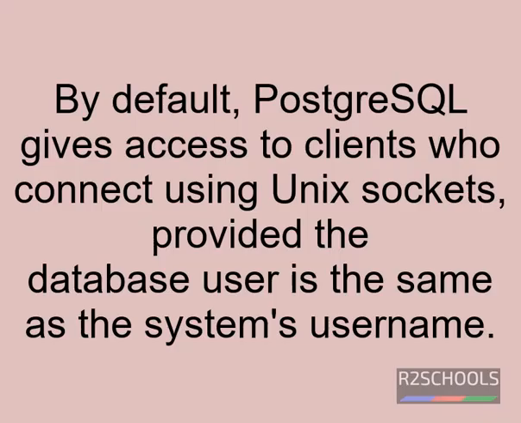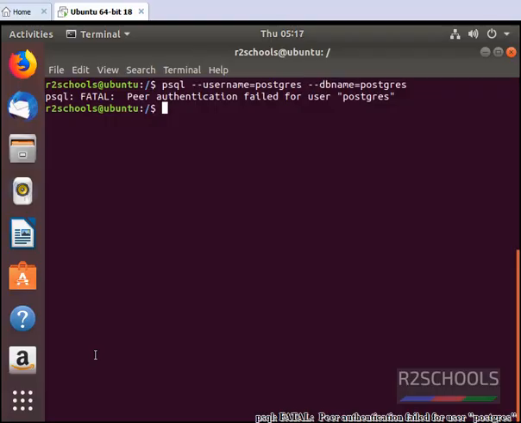Why? Because by default PostgreSQL gives access to clients who connect using Unix sockets, provided the database user is the same as the system's username. Here we will show you how to enable this authentication for all other connections.